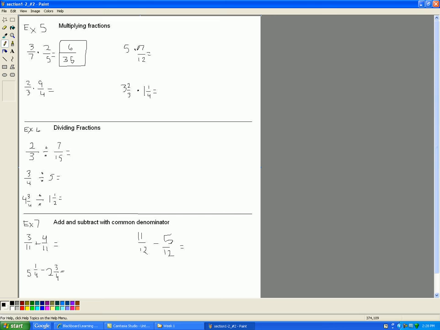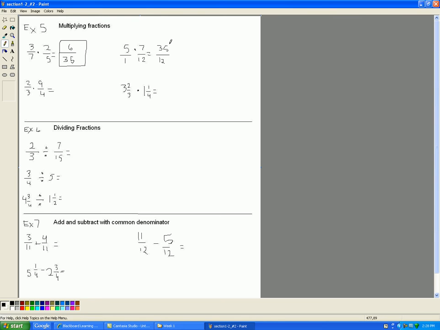Over here we have 5 times 7 over 12. So what do we actually do here? I told you over here we do top times tops and bottom times bottom. We don't have a bottom over here. Well, it's pretty simple. 5 is the exact same thing as saying 5 over 1. So now we do have a bottom, so we can just do our calculation just like we did over here. 5 times 7 is 35 over 1 times 12.